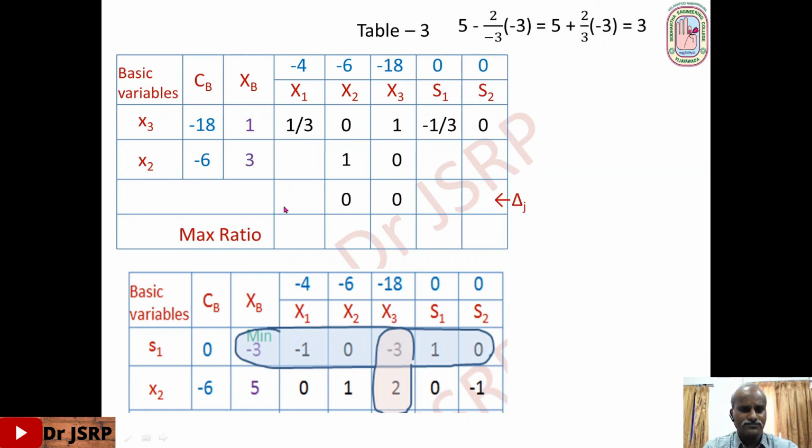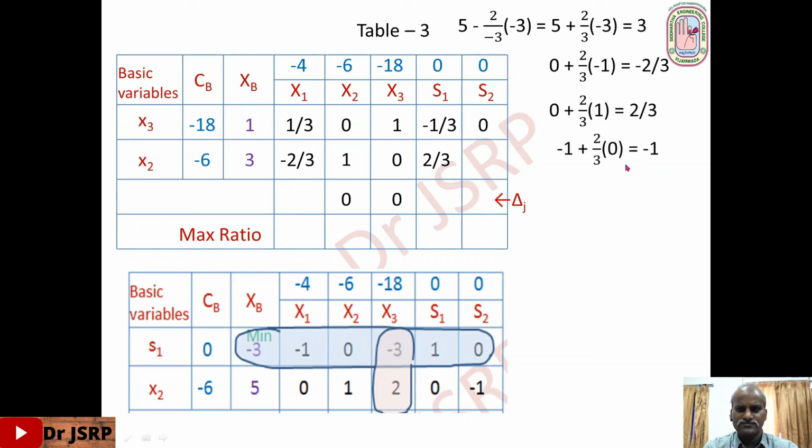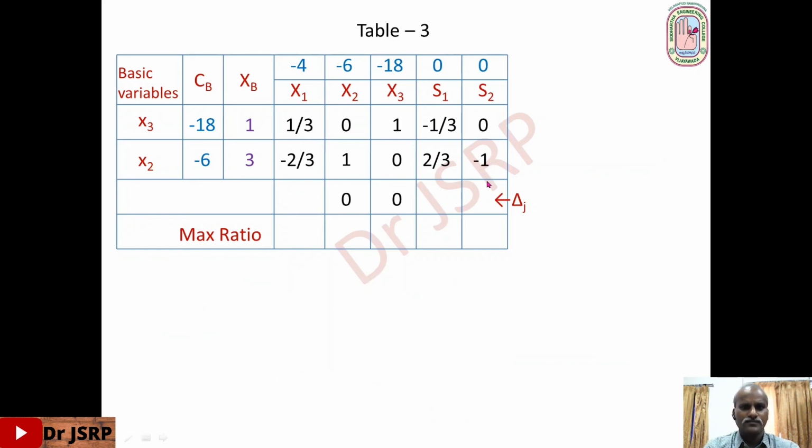This is 3. To calculate this value, replace just 0 and minus 1. Here 0, here minus 1. So 0 plus 2 by 3 into minus 1, minus 2 by 3. Next, to calculate here S1, replace 0, 1. 0 plus 2 by 3 into 1. So 2 by 3. For S2, replace minus 1, 0. Minus 1 plus 2 by 3 into 0. So this is minus 1. Okay. And calculate delta j values.